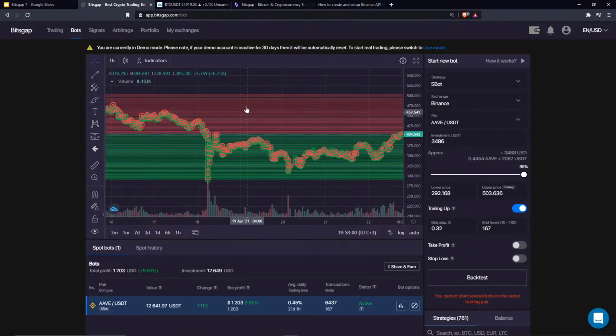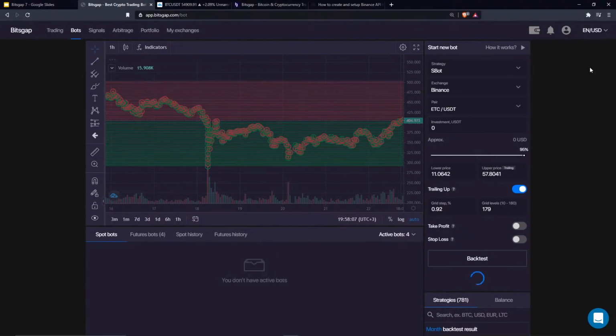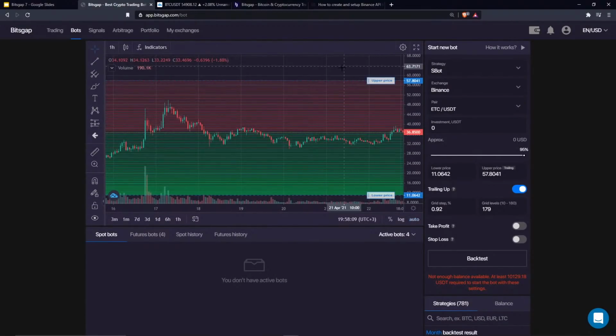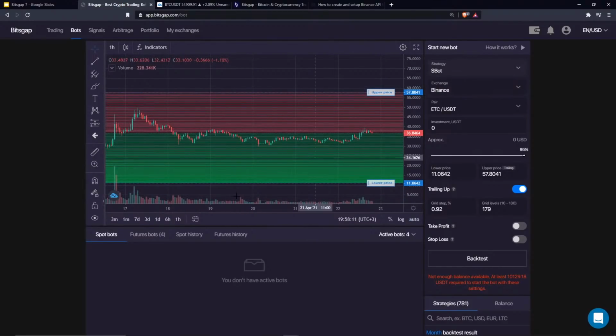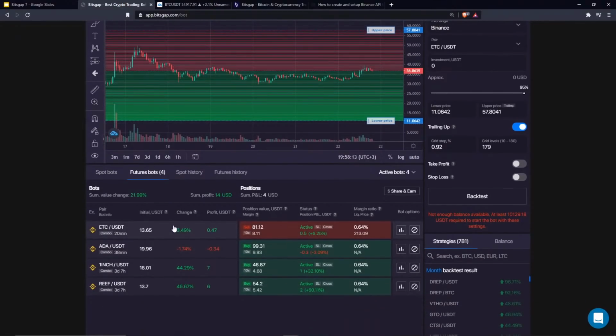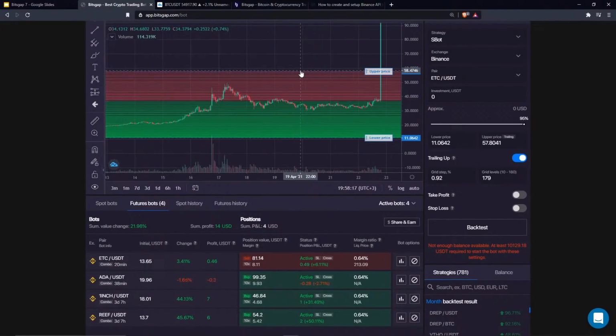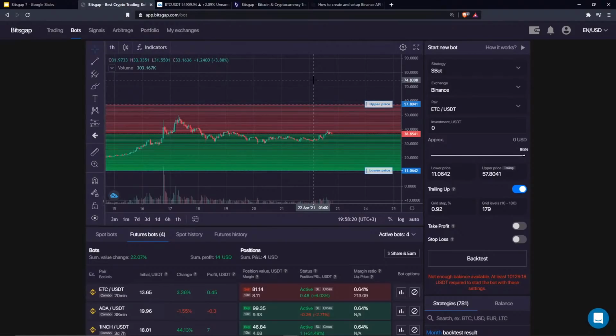And yeah, as we launched the combo bot, you can now trade with the bot on the futures market. So that's the thing about the combo bot.